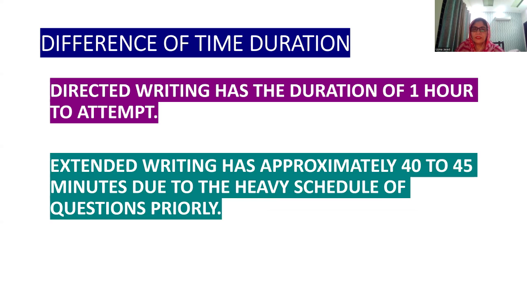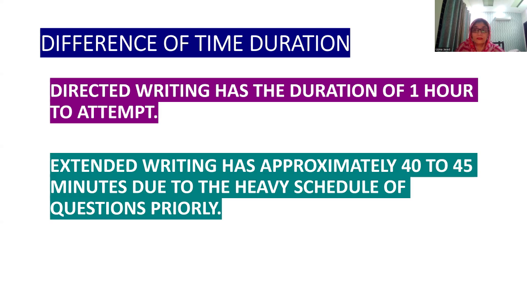The third difference is the difference of time duration for these two questions. In directed writing, in Paper 2, as you know, there are just two questions to attempt. Therefore, the examiner roughly allocates 1 hour for the attempt of directed writing. You can easily distribute two questions in 2 hours' time. There is no problem of time management in Paper 2 writing. Therefore, directed writing can be attempted easily.